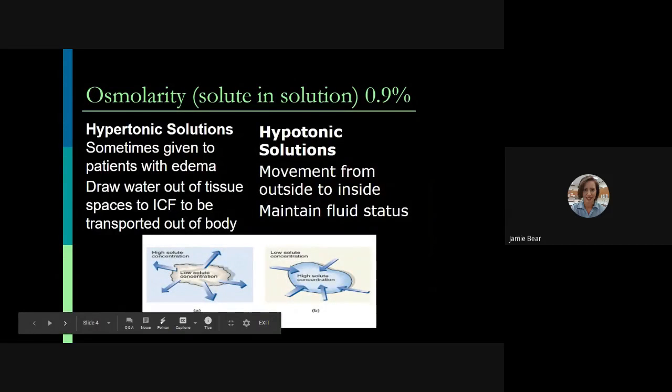So the osmolarity is the amount of solute in a solution. And when we have an isotonic sample, that's a 0.9% of sodium chloride. A hypertonic solution would be greater than 0.9%, and a hypotonic solution would be less than 0.9%. Hypertonic solutions can help draw water out of the tissue spaces and go into the intracellular fluid where it can be transported out of the body. And a hypotonic solution can just help maintain fluid status through the body.